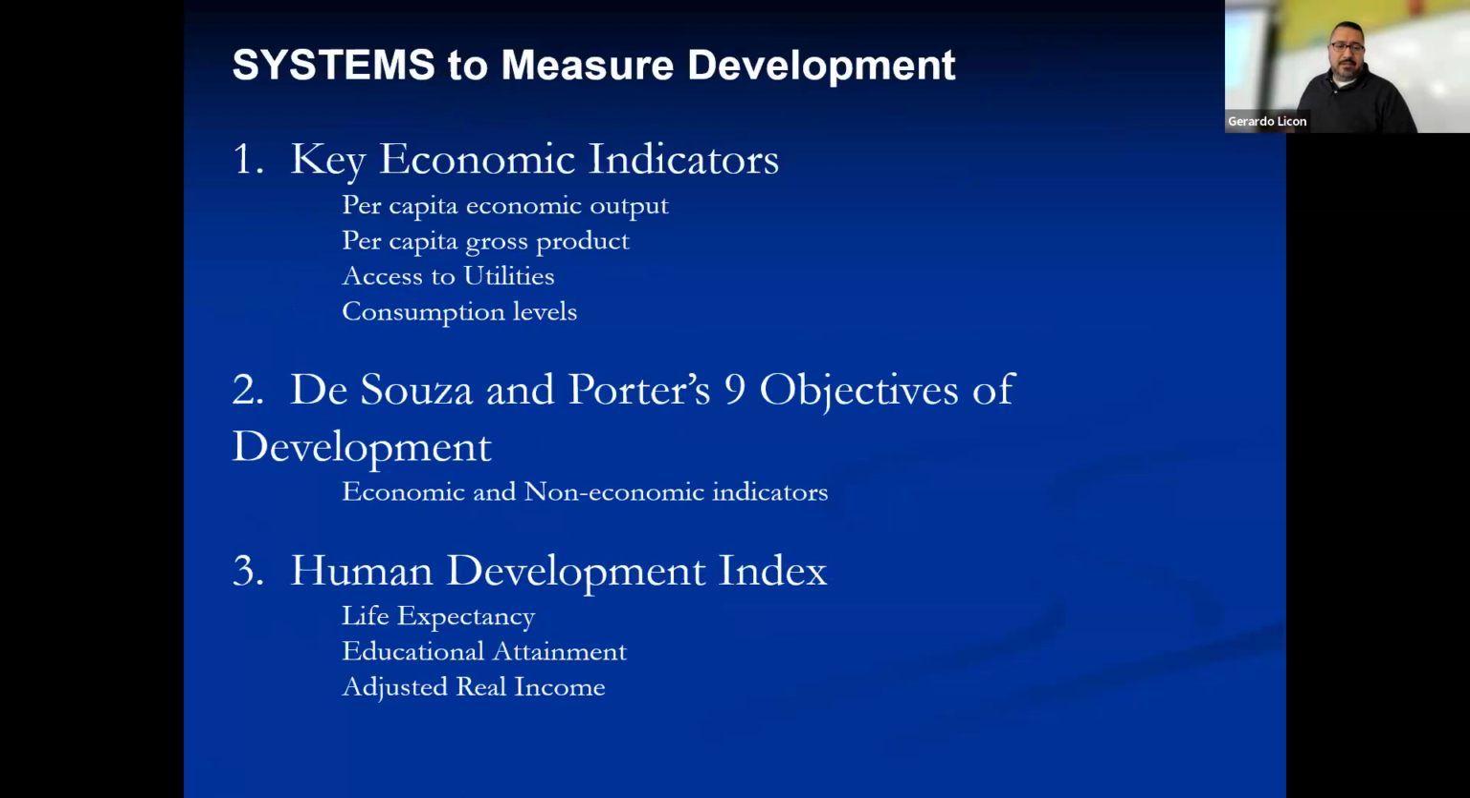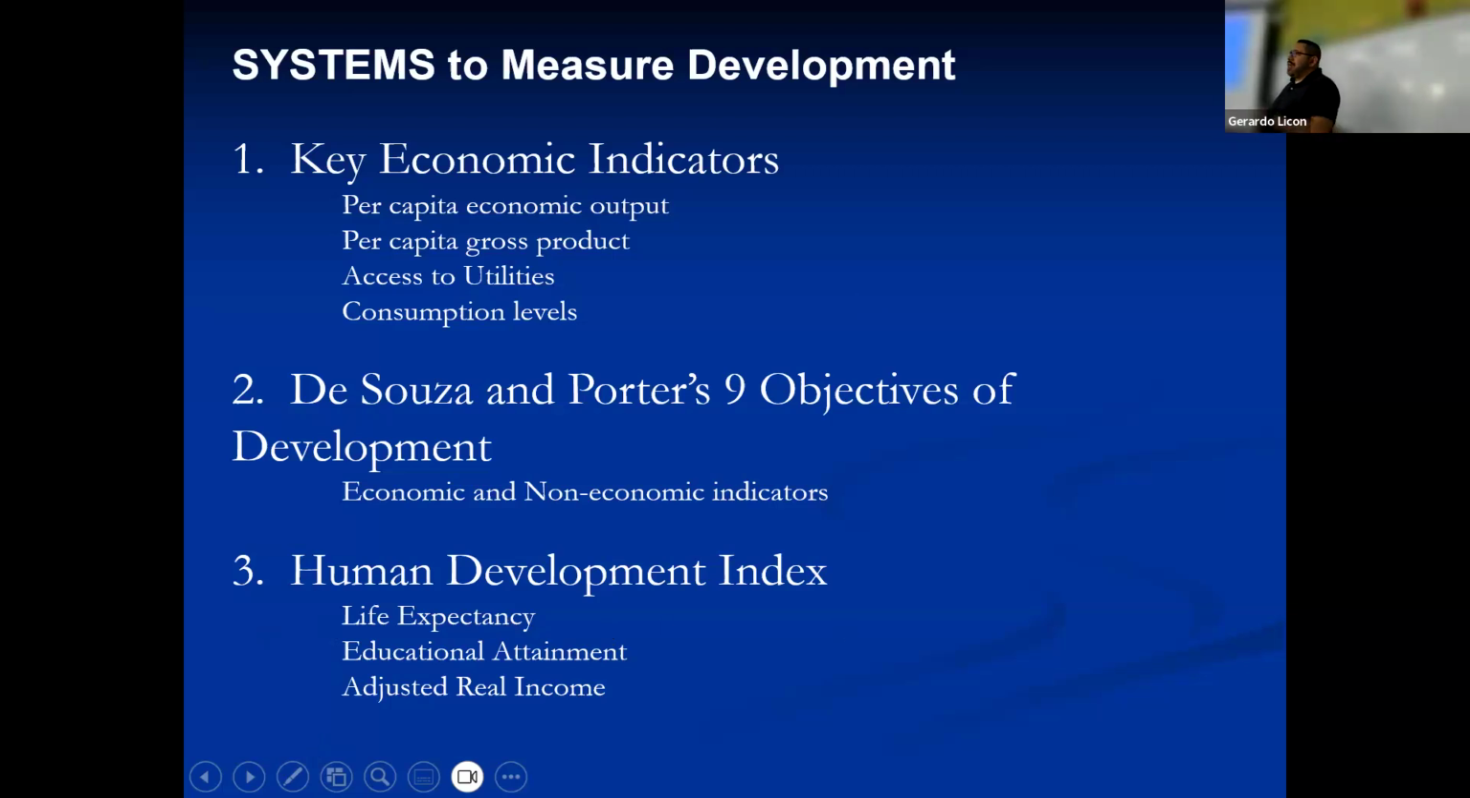With that said, this third system is the Human Development Index. This one looks at just 3 things, and it's kind of a shortcut of trying to be more comprehensive than looking at just economic indicators. But it's a shorthand, so we're not looking at 9 different things. We're looking at just 3. Those 3 things begin with life expectancy.